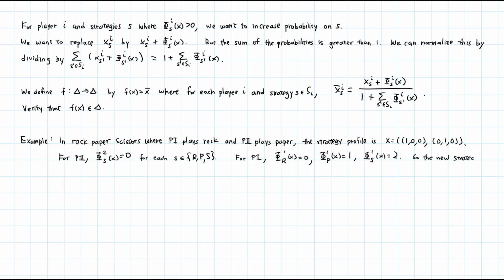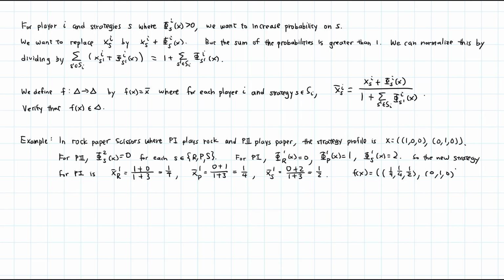So the new strategy for player 1 is, for rock, 1 plus 0 over 1 plus 3, which is 1/4. For paper, it is 0 plus 1 over 1 plus 3, and that's 1/4. And for scissors, it's 0 plus 2 over 1 plus 3, which is 1/2. So the new strategy profile is f of x, which is 1/4, 1/4, 1/2, and 0-1-0. As you can see, the probability of rock is reduced, and the probabilities for paper and scissors are increased, more so for scissors than paper.